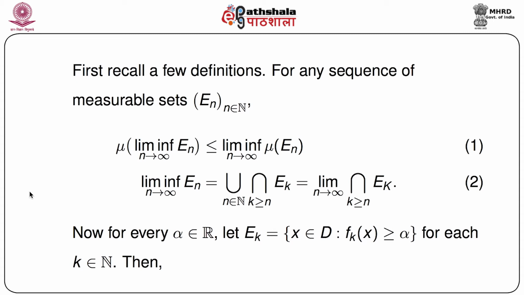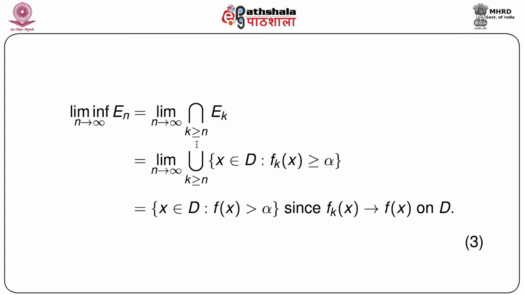So for every alpha belongs to R, let us define E_k as the set of x belongs to D such that f_k(x) greater than or equal to alpha. This equality is very important. For each k belongs to N, the set of natural numbers. So remember the way we define E_k and also the definitions. What happens to mu of liminf E_n and what is liminf of E_n? So liminf of E_n as n goes to infinity equals the limit as n goes to infinity of the intersection over k greater than or equal to n of E_k.